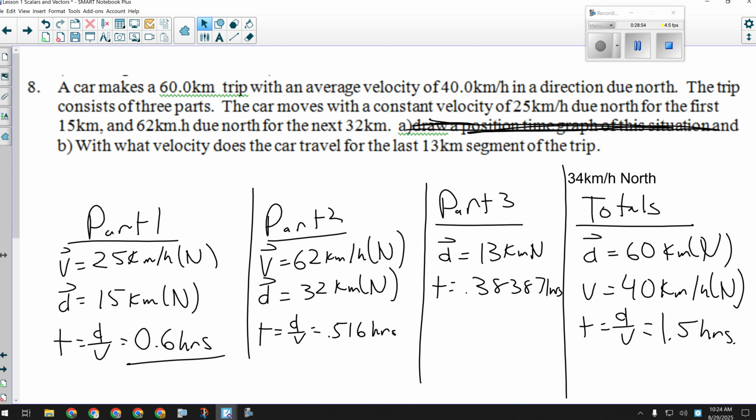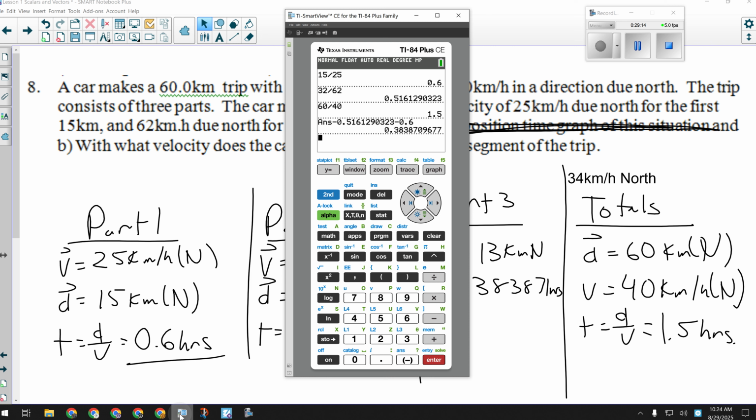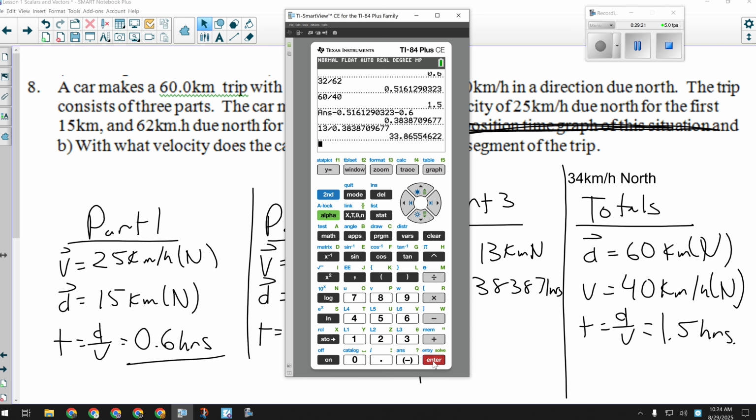Can I find the average velocity for the last part now? Is it a lot of busy work to get to that point? It is. A lot of questions are like that. You have to do a lot of little steps to get something you need to do the last most important step, and that was the case here. So we just take our 13 kilometers, divide it by the time, that number there, and we get that the last part was 34 kilometers per hour. We'll leave it there.